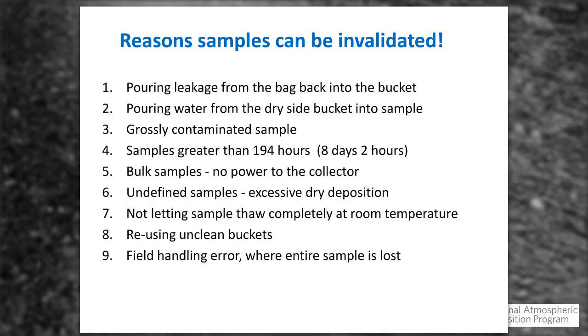Reasons a sample can be invalidated. A number of reasons: pouring leakage from the bag back into the bucket, or pouring water from the dry side into the sample. If you have precipitation in your dry side and you want to measure it at some capacity by taking that particular bucket in or decanting it into something, make sure that it is not involved with the wet bucket at all. What we get a lot of times are operators in the snow belt, in the Wyomings, the Maines, and places like that, who are using the Aerochem collectors, where they'll get some snow in the dry, but not necessarily moisture in their wet bucket.